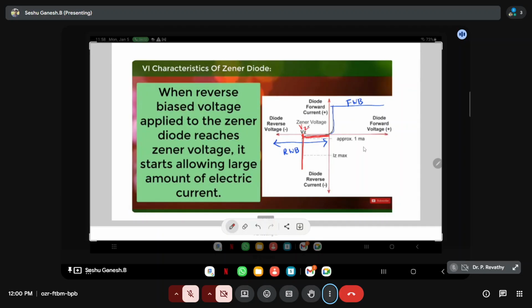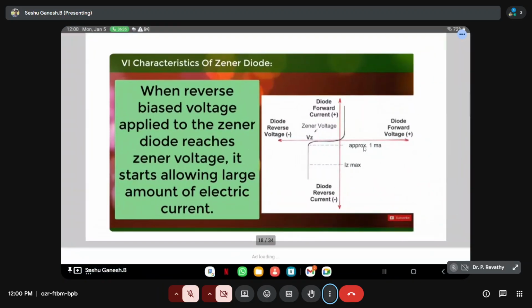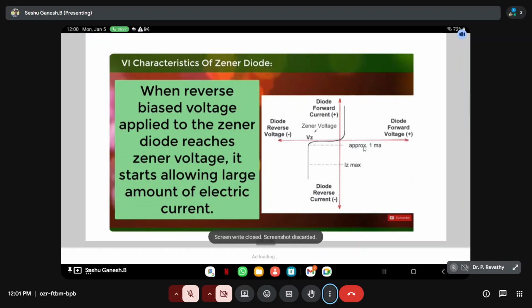Okay, so the depletion region will be very small, and it allows more current to flow through. Okay, so this is the VI characteristics of the Zener diode.